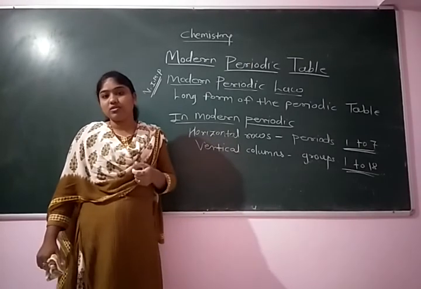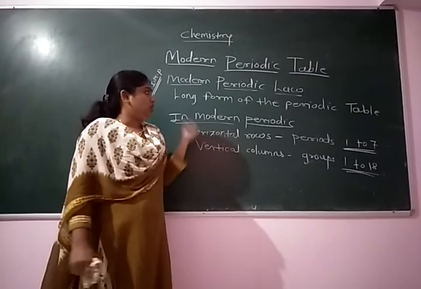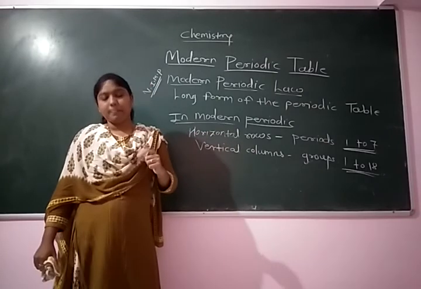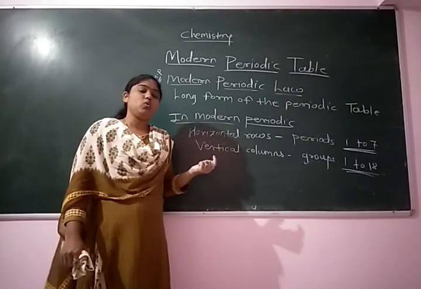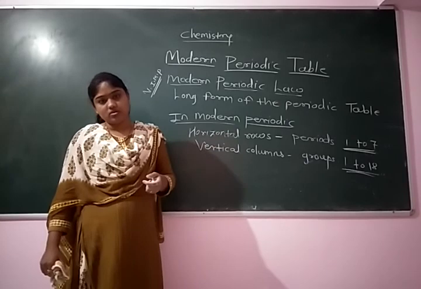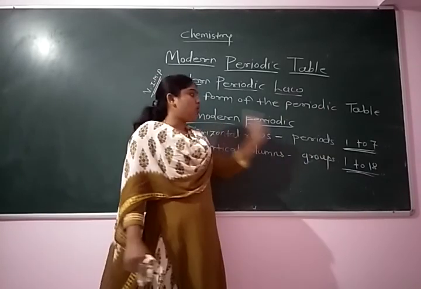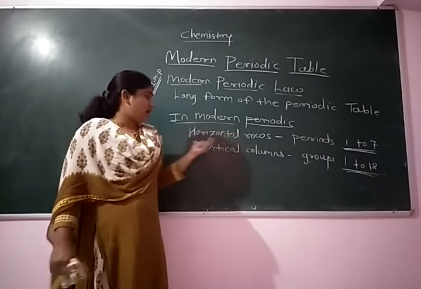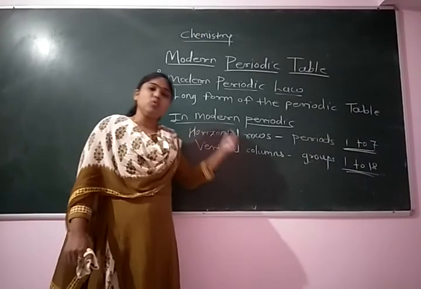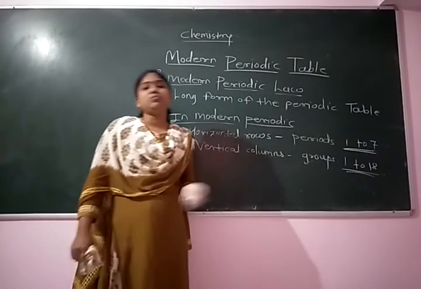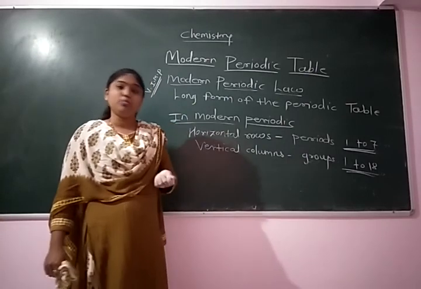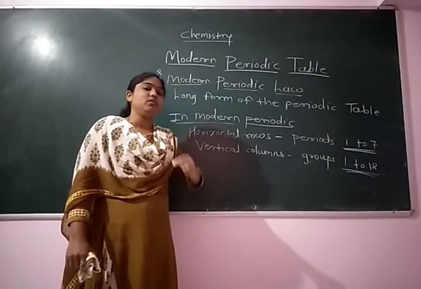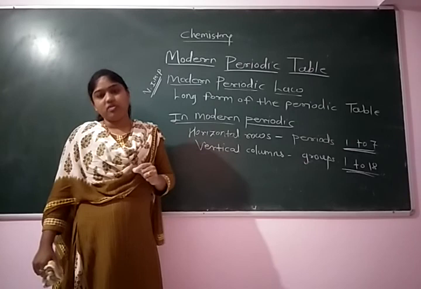The modern periodic table consists of horizontal rows and vertical columns. Horizontal rows are called periods. There are 7 periods, 1 to 7, and vertical columns are called groups. So 1 to 18 groups are involved in the modern periodic table, and nowadays we are using the modern periodic table.